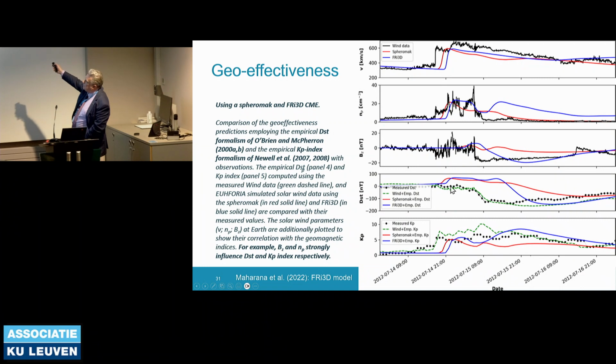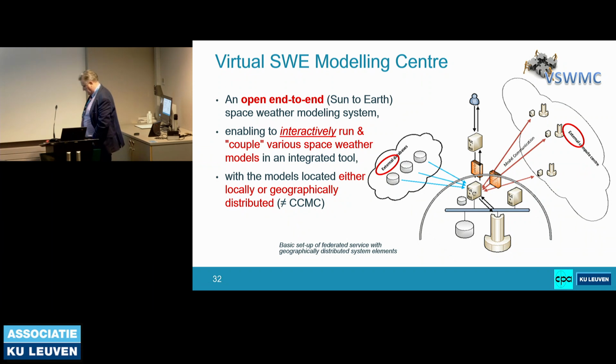And here you see a Dst prediction indeed. With the spheromak it was very bad, but with Fry2D it starts to go down too late, but it goes again to the right magnitude, like minus 100, which is also predicted by the synthetic data from EUHFORIA, but well, a couple of hours too late. And Kp was also much better than the Kp index predicted from the spheromak model. So we are getting there to quantitatively predict these indices, not always with the same accuracy.